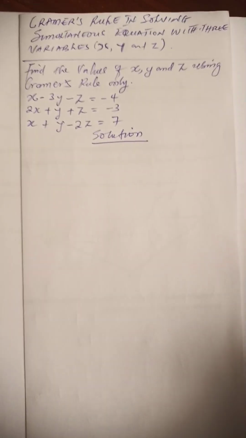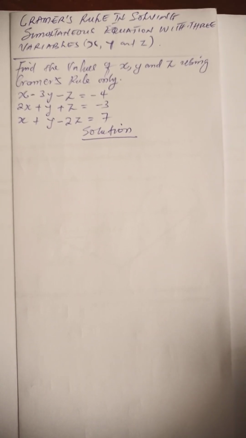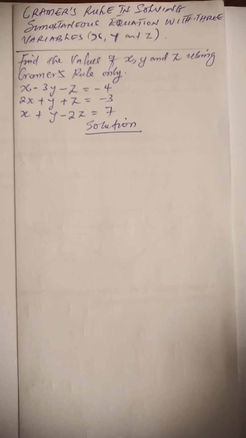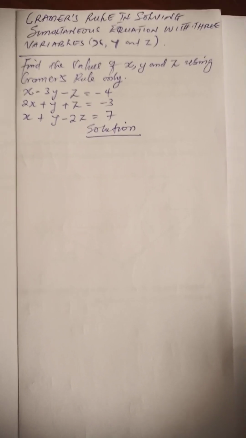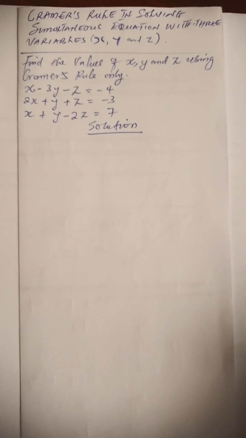Hello and welcome back to the second series of using Cramer's rule in solving simultaneous equations with three variables, x, y, and z. The question says find the values of x, y, and z using Cramer's rule only. So we have the equation given.